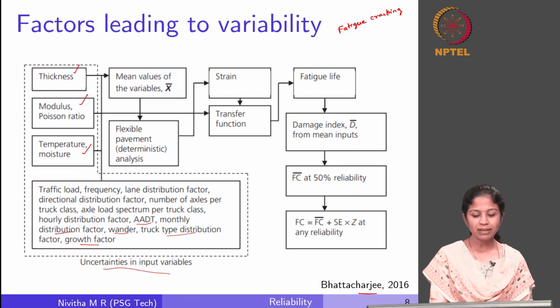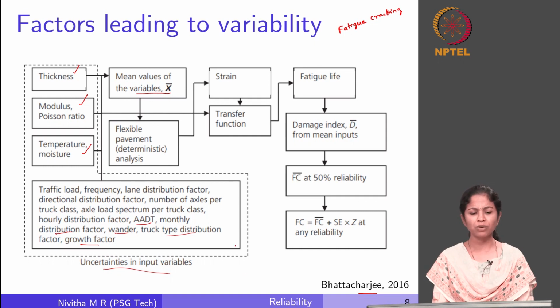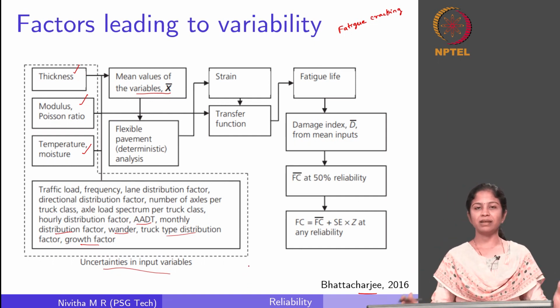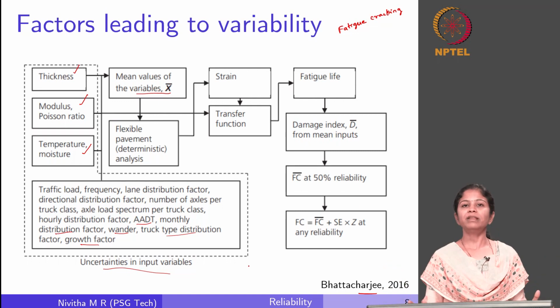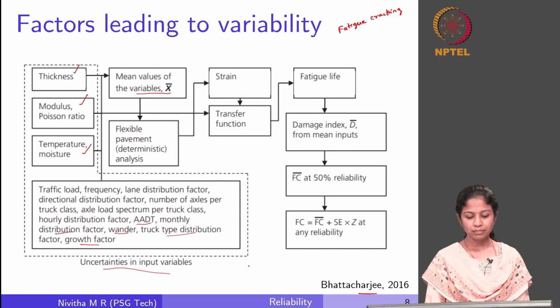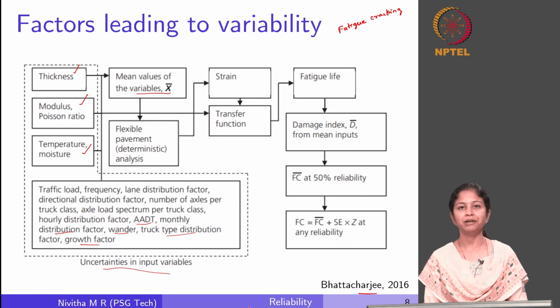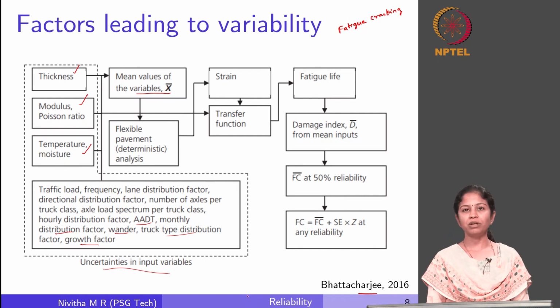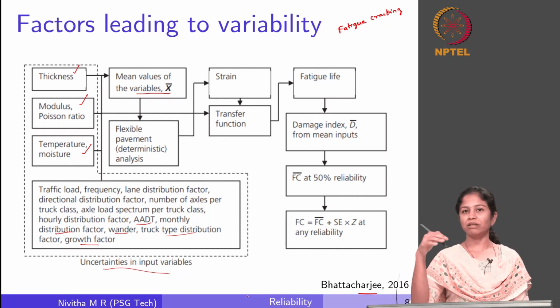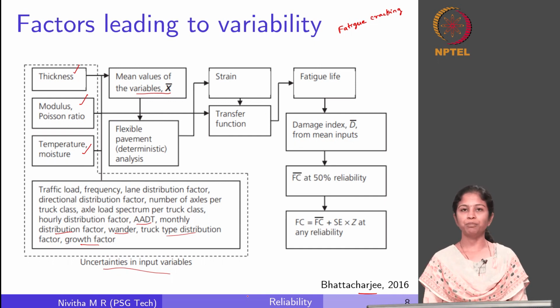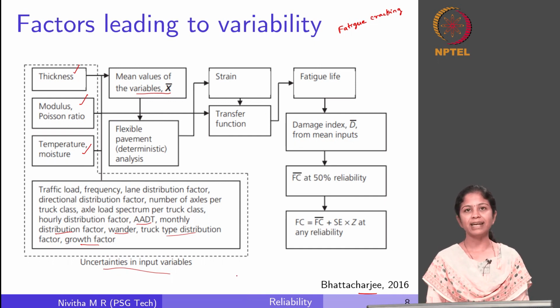Now, considering all these parameters, the mean values of the variables are used. So, if I am measuring thickness at 10 points, I get all the 10 values, I take the mean value and I use it for my design process. And the flexible pavement analysis is deterministic. For a given set of input conditions, we get one critical strain value at the bottom of the bituminous layer and one critical strain value at the top of the subgrade for a given set of input parameters. So, it is a deterministic analysis.